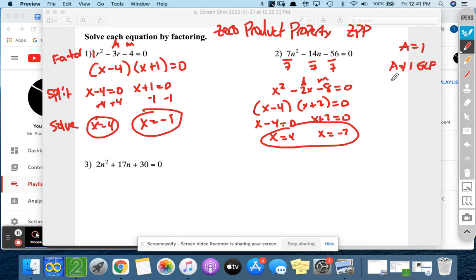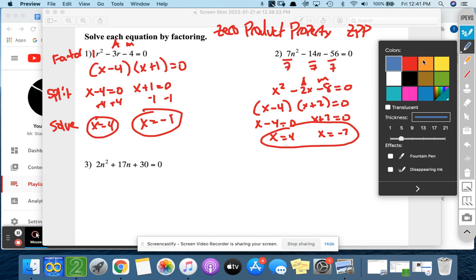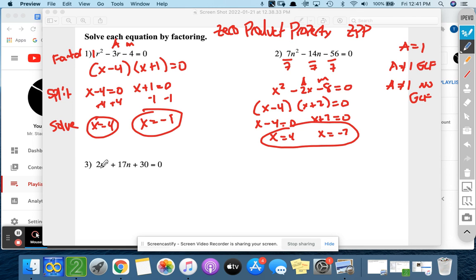And the third and final type is when a is not 1 and it does not have a GCF that I can divide. Okay, so I'll do this in a different color so it kind of stands out. So if I look at this 2, I can't divide everything by 2. So that's where I like the slide and divide method. Okay, so I take the 2 and I multiply it by that 30. So x squared plus 17x plus 60 equals 0.